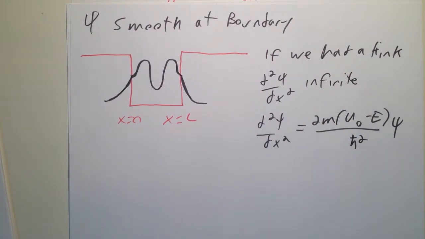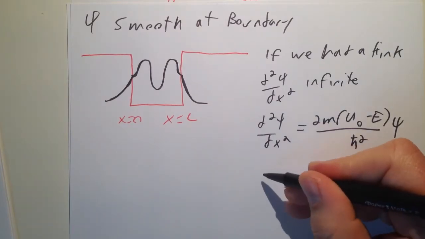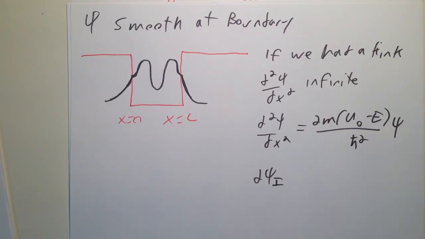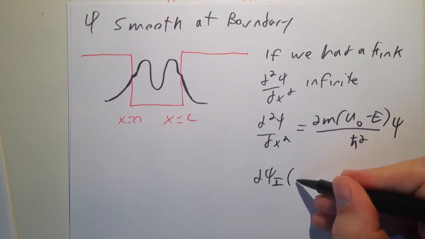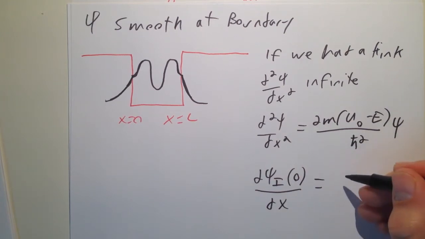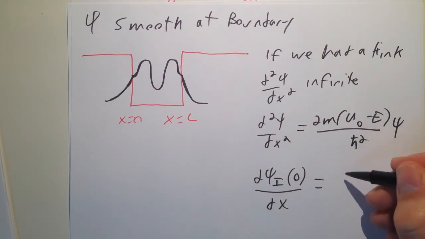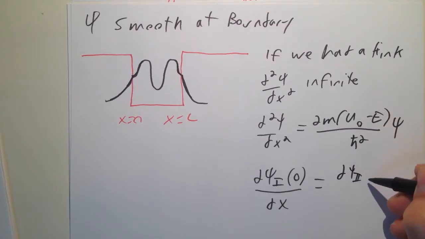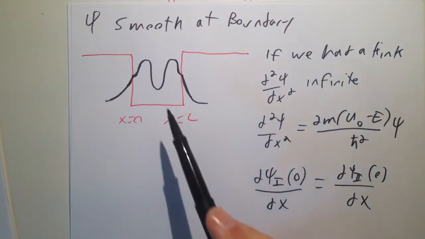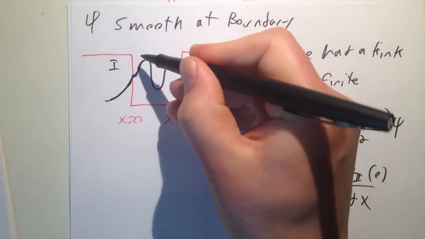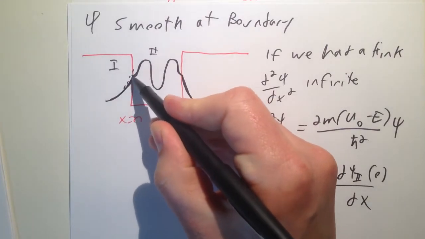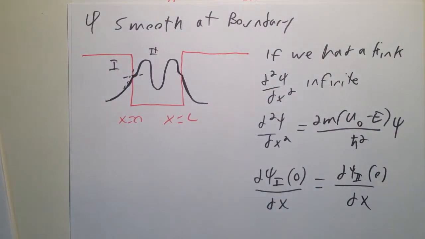So the mathematical way of saying that is that the first derivative of our wave function, or the slope of our wave function at the boundary, has to be equal to the slope of the wave function on the other side of the boundary. All right, so at x equals 0, the wave function slope in this region has to have the same slope as in this region. Right? We have to have the same slope here. We can't have two different slopes like that.